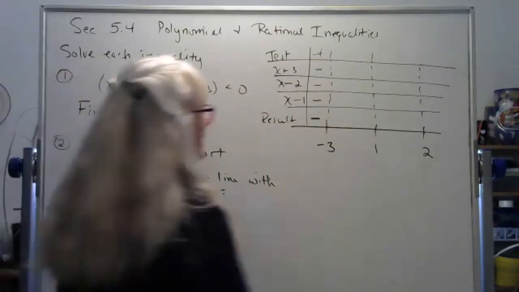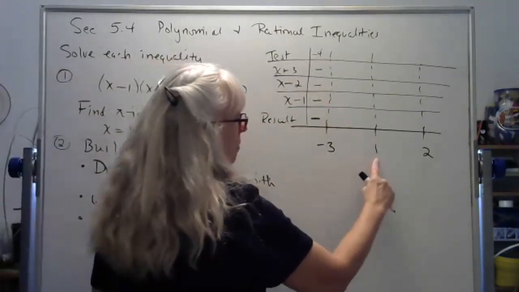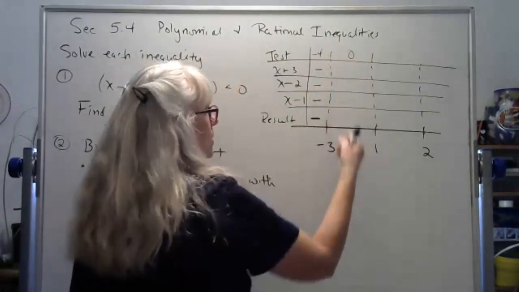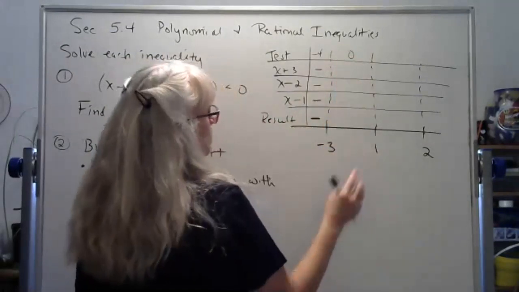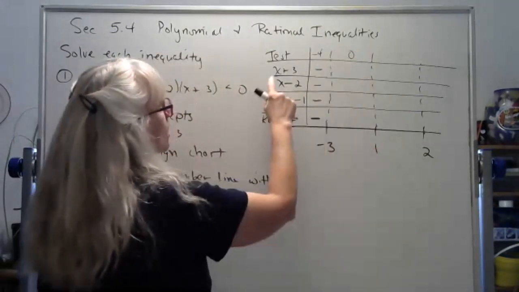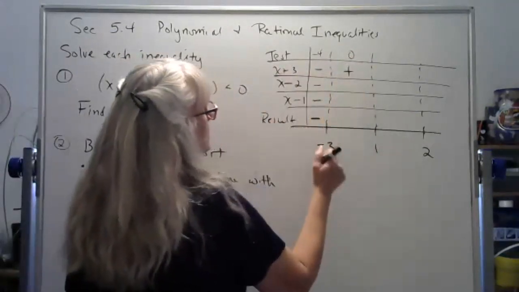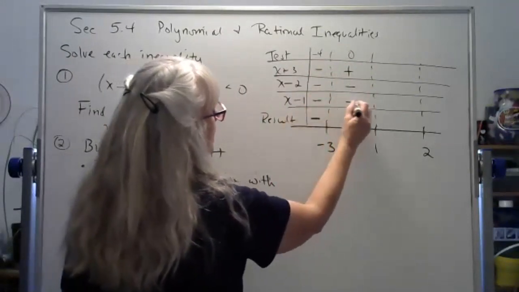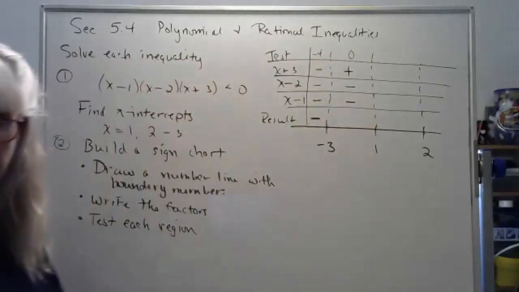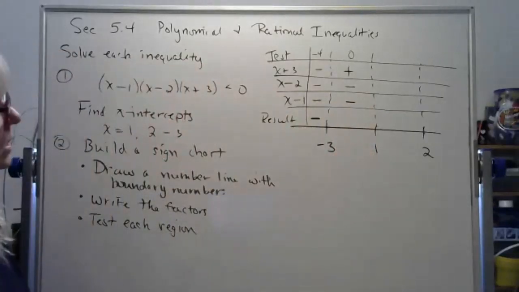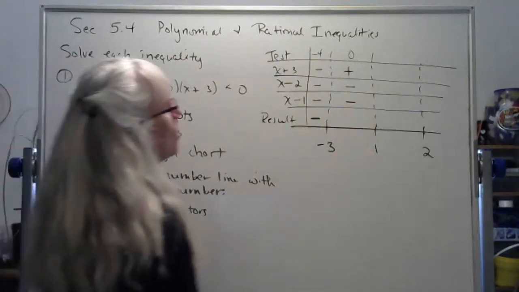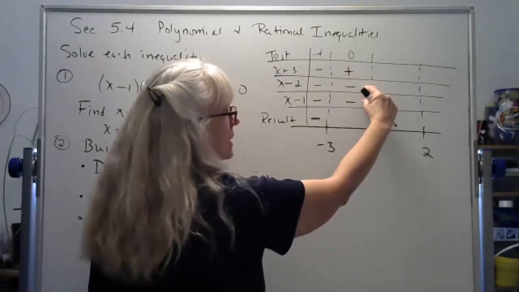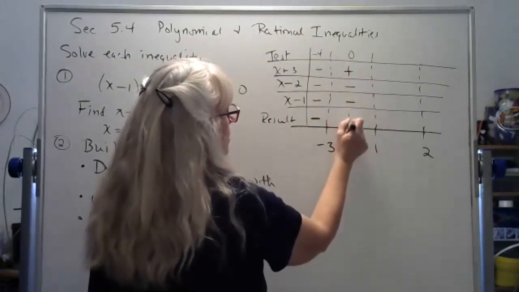Just have some patience. So now we're going to pick a number between -3 and +1. So a good number to pick is 0 because it's between those two. So again, I'm picking a number that falls in that region of space on the number line. So plugging in the 0. 0 plus 3 is a positive. 0 minus 2 is a negative. And 0 minus 1 is a negative. Well, let's multiply those together and see what happens. So a positive times a negative times a negative. Well, the two negatives together give me a positive, and a positive times a positive is a positive.